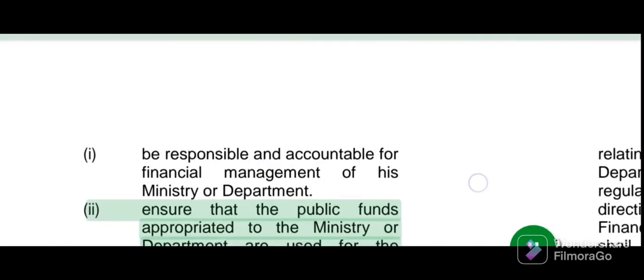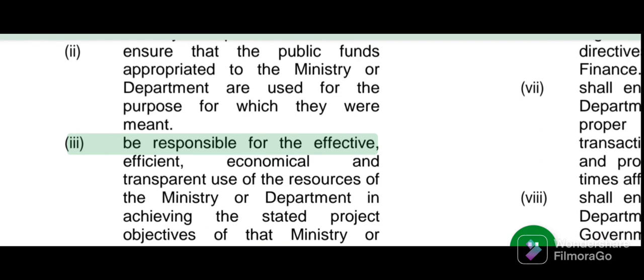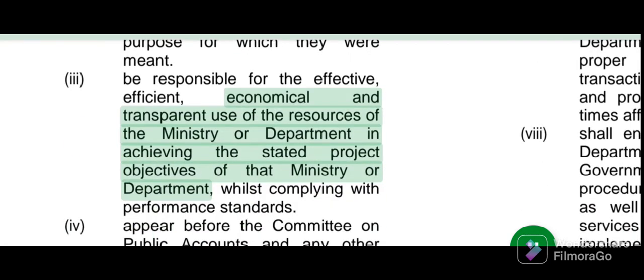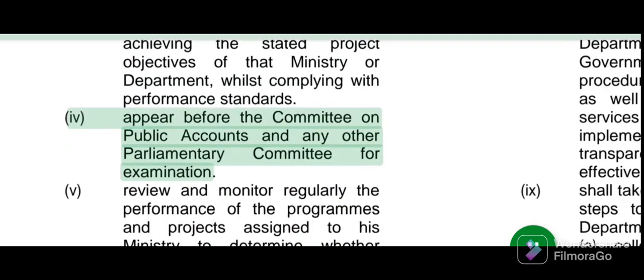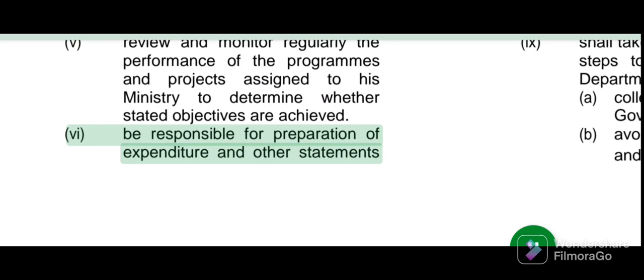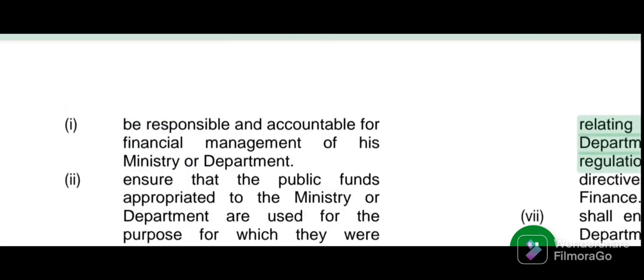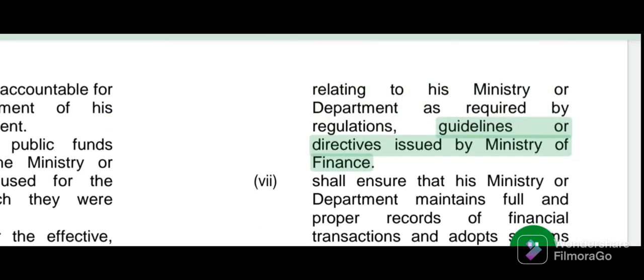Ensure that the public funds appropriated to the ministry or department are used for the purpose for which they were meant. Be responsible for the effective, efficient, economical and transparent use of the resources of the ministry or department in achieving the stated project objectives of that ministry or department, whilst complying with performance standards. Appear before the Committee on Public Accounts and any other parliamentary committee for examination. Review and monitor regularly the performance of the programs and projects assigned to his ministry to determine whether stated objectives are achieved. Be responsible for preparation of expenditure and other statements relating to his ministry or department as required by regulations, guidelines or directives issued by the Ministry of Finance.